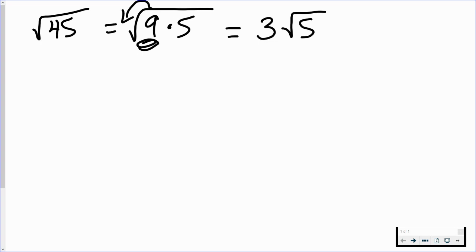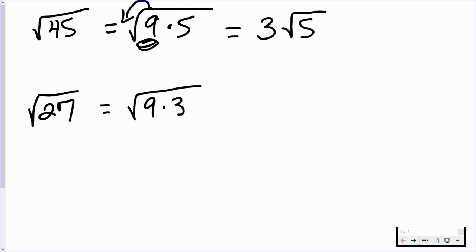Let's take a look at another one. Let's say we have square root of 27. Again, let's think about how we could break this down. We know that 27 is 9 times 3. Again, square root of 9 is 3, and we have another 3 that we're going to have to leave inside because we don't have a square root for that. So square root of 27 can be reduced to 3 square roots of 3.